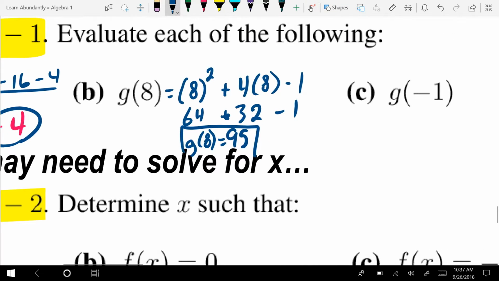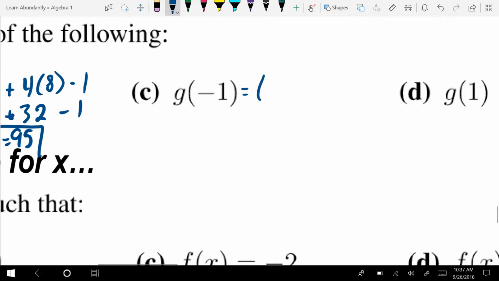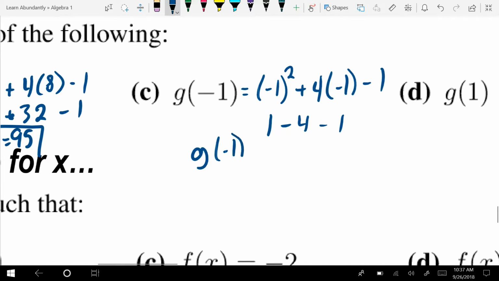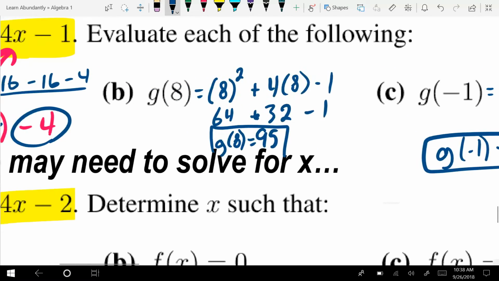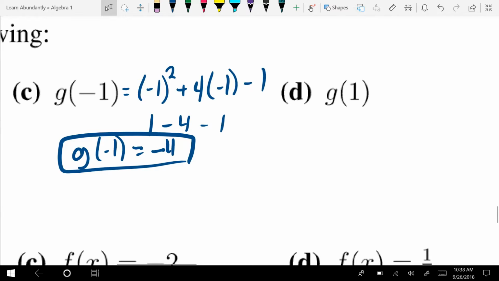Okay, so it didn't give me the same thing. Let's try g of negative 1. G of negative 1 equals, in parentheses, negative 1 squared plus 4 times negative 1 minus 1. If I go ahead and evaluate each of those, negative 1 squared is positive 1 plus a negative 4, so I'm going to do minus 4, minus 1. And so g of negative 1 equals negative 4 when I simplify that out. Now I did get negative 4 already. I got negative 4 twice. Is that okay? Yes. I am allowed to get the same number repeated in the range.